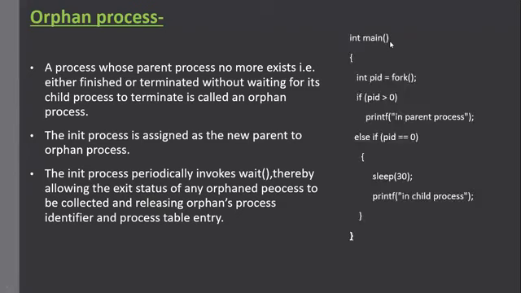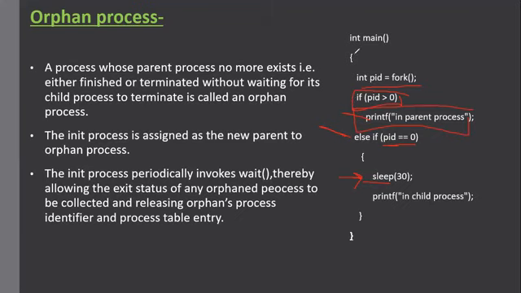Okay, let's look at an example for this. In this main, we have this fork system call, and we know that the fork system call returns a value greater than 0 when the parent is running, and it returns 0 when the child is executing. So if the PID is greater than 0, that means the parent is executing, so it will print in parent process. But if the child is executing, PID will be 0, and the child is sleeping for 30 seconds.